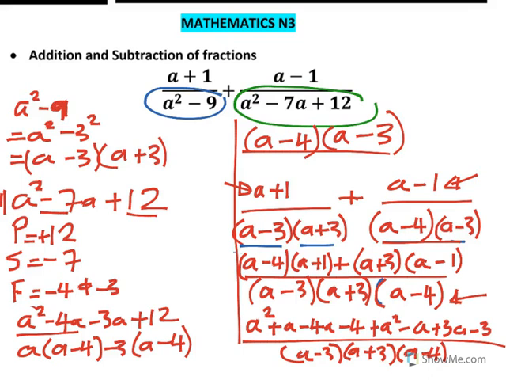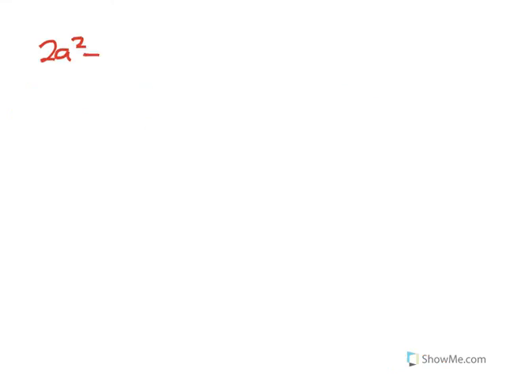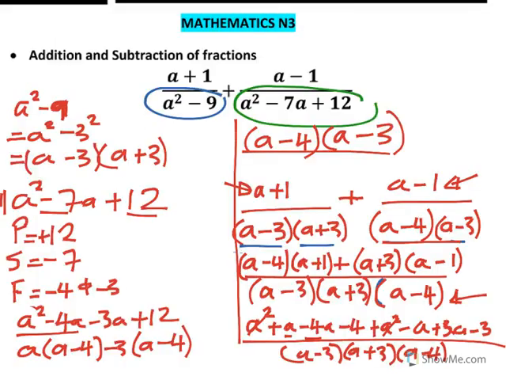Now if you look at this, we're going to collect the like terms. When you collect the like terms, we've got a squared plus a squared. You're going to have 2a squared. You go backwards, so we're done with the a squared plus a squared. You're going to look at a minus 4a. You're going to get minus 3a. Minus 3a plus 3a, it will cancel out. You're going to remain with minus a. And then you continue to look at the numbers now. Minus 4 minus 3, it's minus 7.